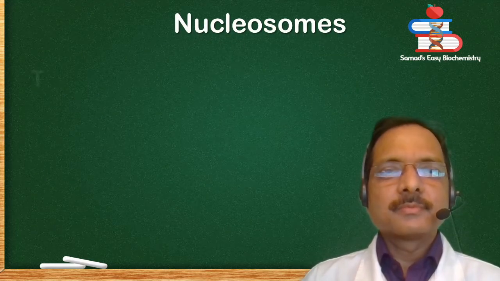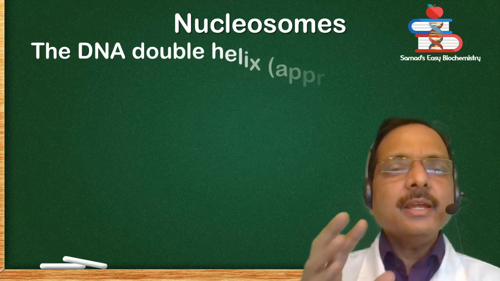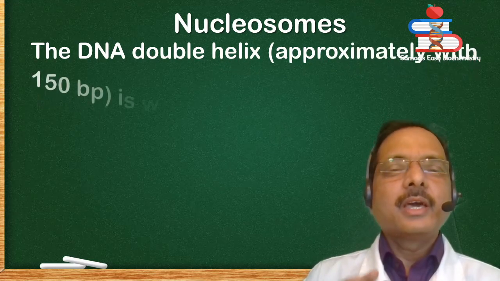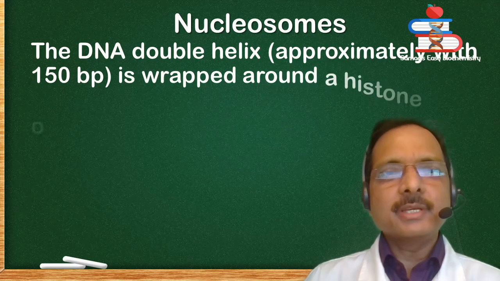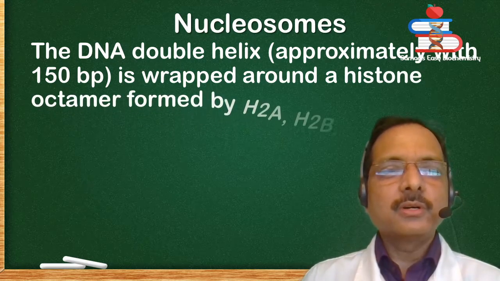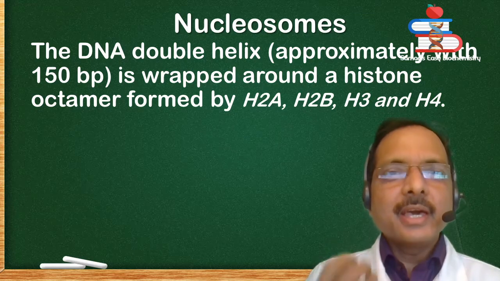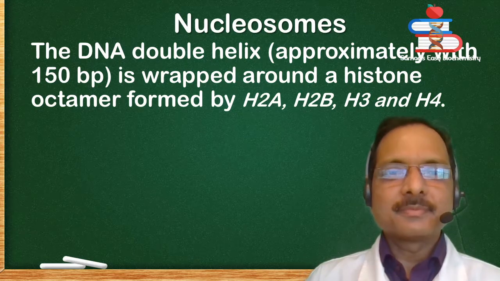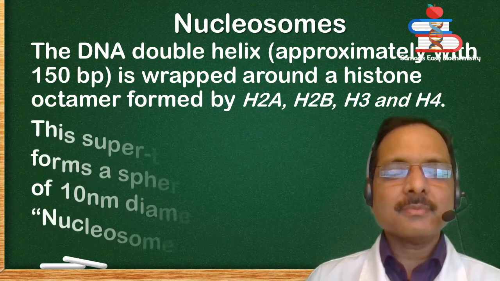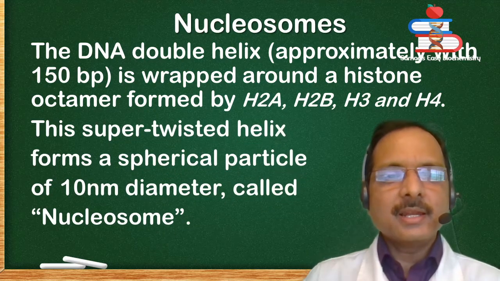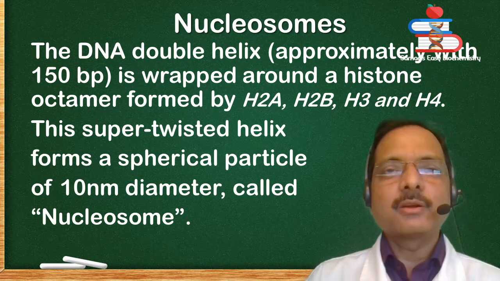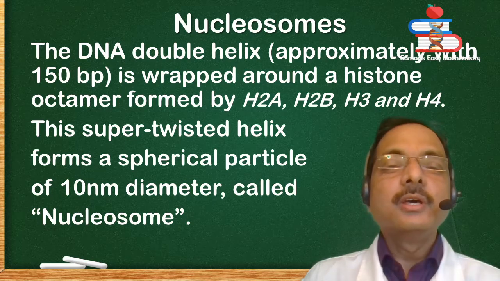Nucleosomes. The DNA double helix, approximately with 150 base pair, is wrapped around a histone octamer formed by H2A, H2B, H3 and H4. This super twisted helix forms a spherical particle of 10 nanometer diameter called nucleosome.